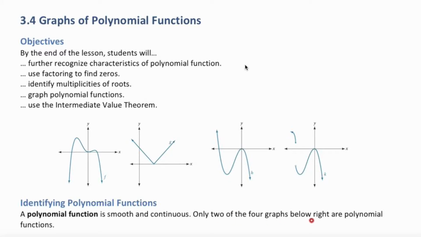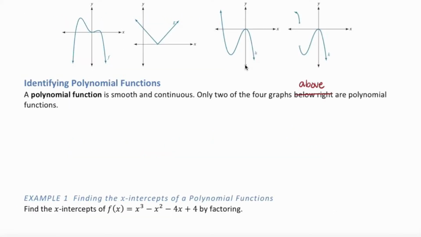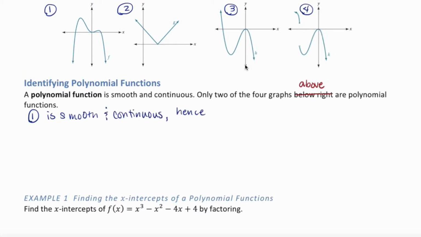Only two of the four graphs above are polynomial functions. Let's label these 1, 2, 3, and 4. Which of these functions are smooth and continuous? Let's look at number 1. Number 1 is smooth and continuous. Hence, it is a polynomial function.